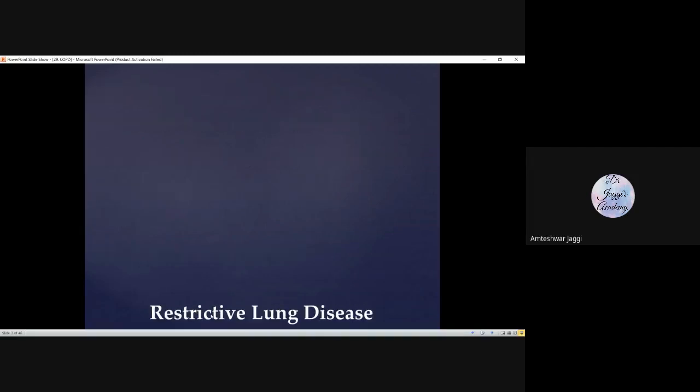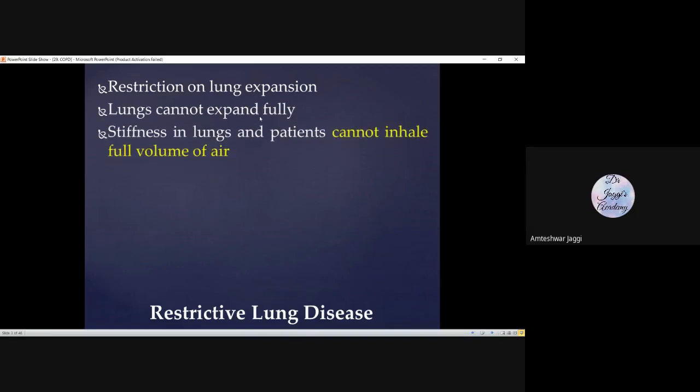Now there is a second group of diseases. Our aim is not to discuss these restrictive lung diseases in detail, just the definition. As the name indicates, restriction, a restriction on the lungs. What is that restriction? A restriction on lung expansion. Lungs cannot expand fully. Why can they not expand? Because they are stiff. There is a fibrosis, a stiffness. Because of that stiffness, they cannot expand, and ultimately the patient cannot inhale the full volume of air.